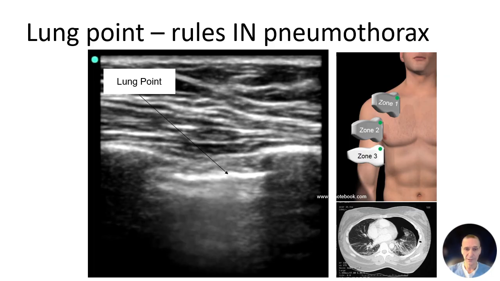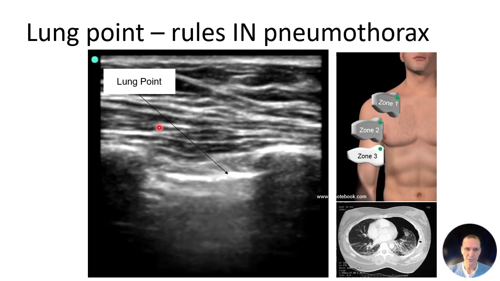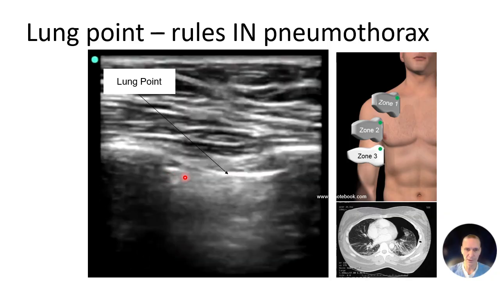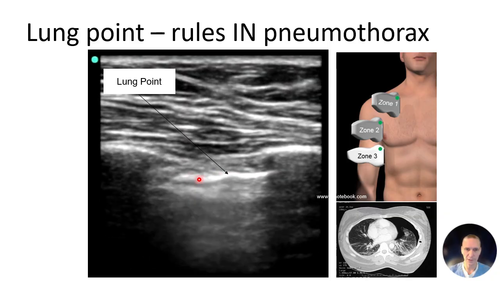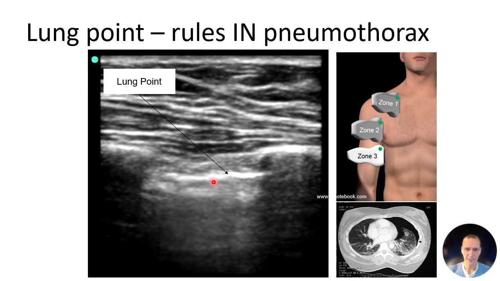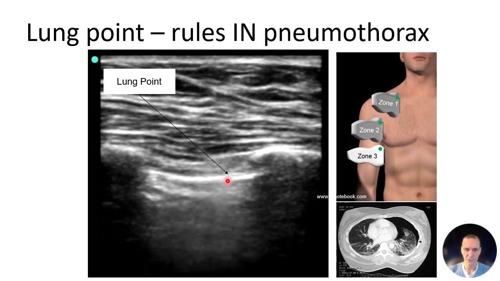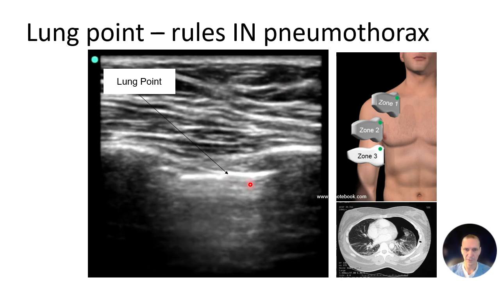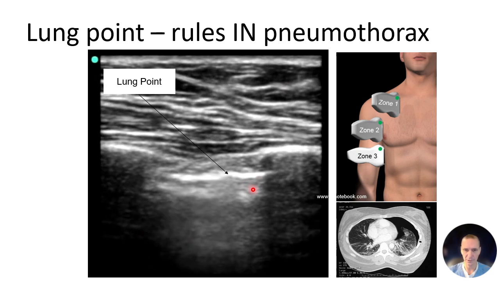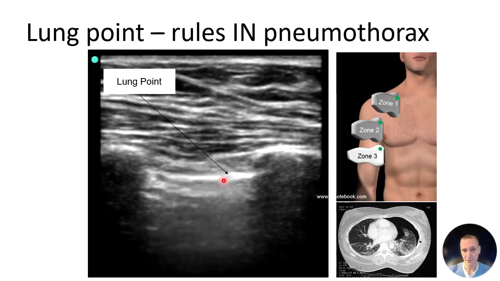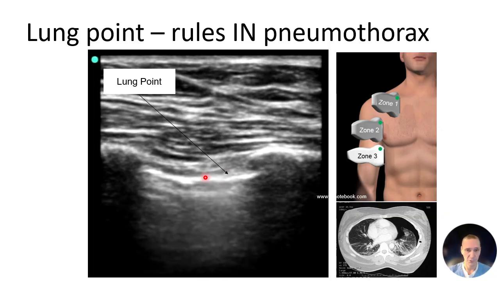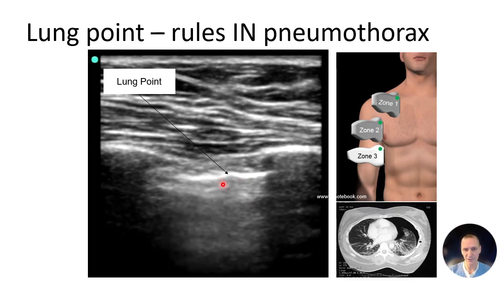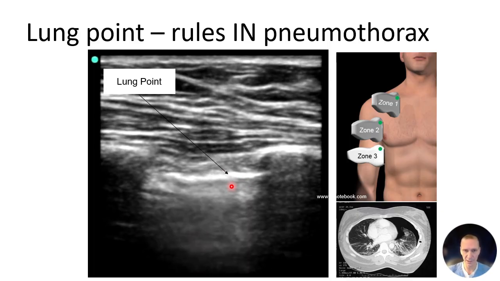So the way to rule in pneumothorax is you may hear a term called lung point. So here is lung point, and what you're seeing is the lung is moving here, and then at some point it becomes, there's a pneumothorax. So air separates the parietal and visceral pleura here. So this is actually suggestive of, or can rule in, a pneumothorax. I would not spend time looking for lung point. That just delays definitive care.